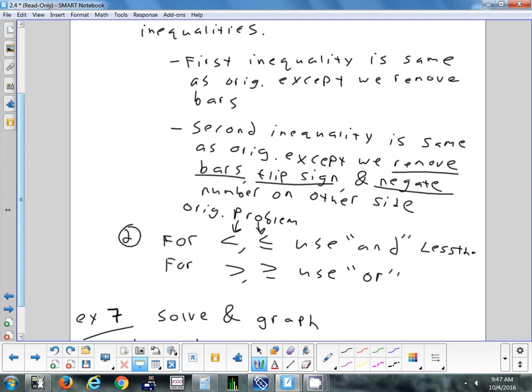And the way I remember which one is which, think of this as like less than. Okay, think of it that way. And then greater. Now you'd be surprised that it works sometimes. So think of it as greater. Less than, greater. That's how you can remember which one is and or.